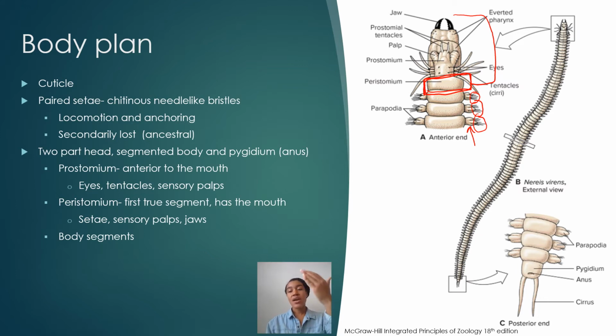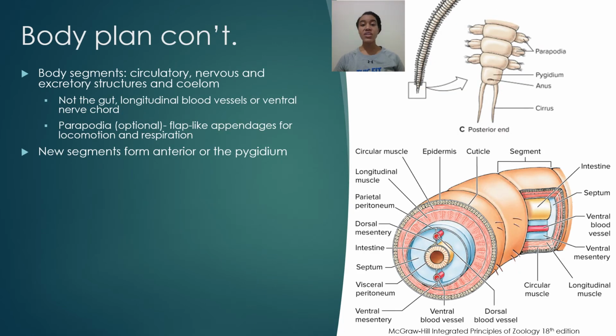And then they have a segmented body plan. This can vary in length depending on the worm. They can have very few segments, up to hundreds of segments. There are some really giant worms out there. Each segment of the annelid body plan contains key structures and organs that are required for the annelid to survive. Each segment has its own circulatory, nervous, and excretory structures, and each segment also has its own coelom, its own walled-off fluid-filled cavity.